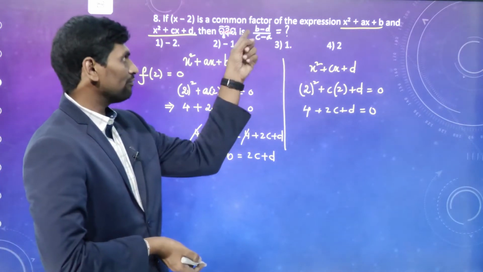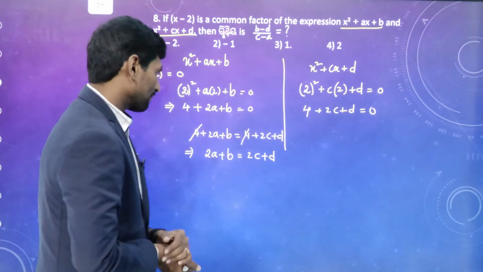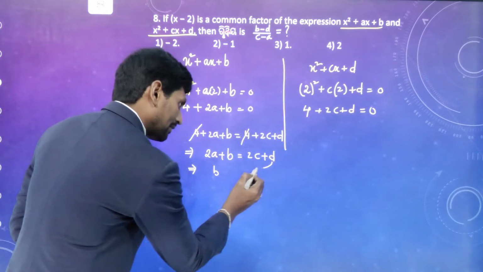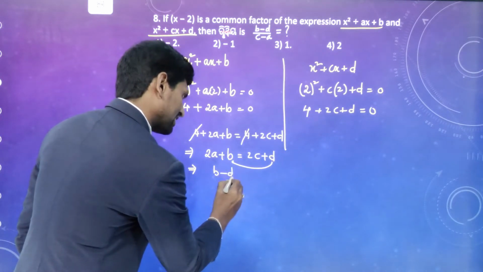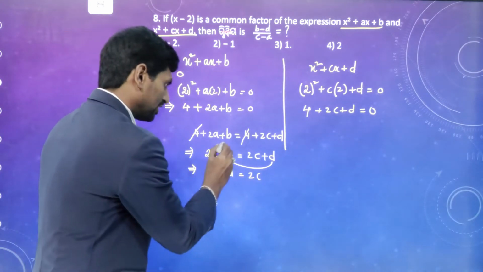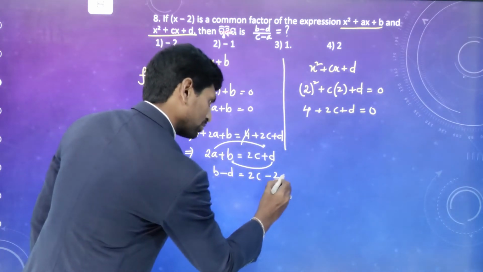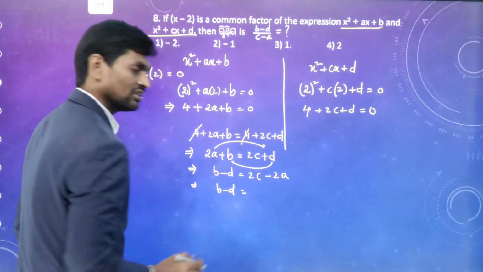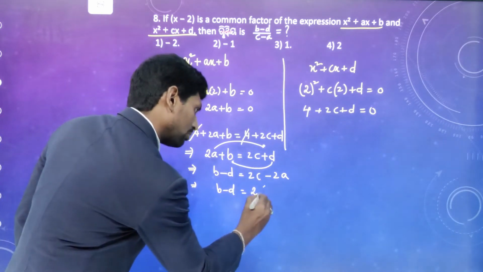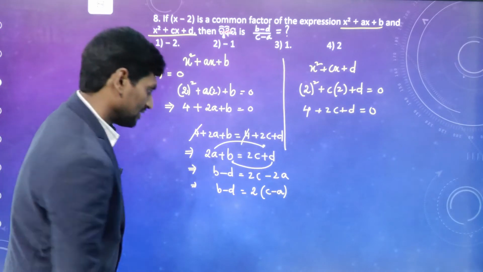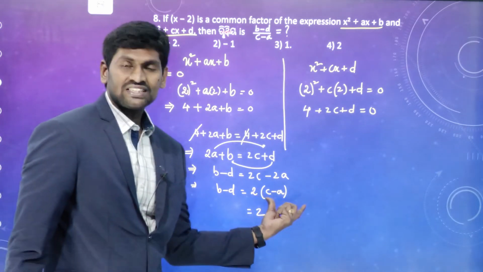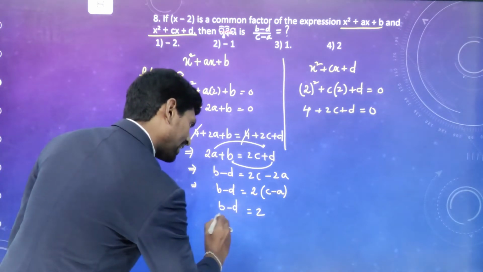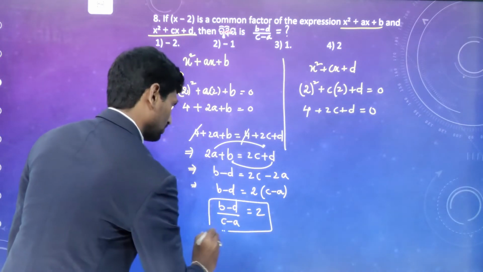And we need to find the value of b minus d by c minus a. Now I am bringing the d value to this side, that means b minus d equals 2c, and 2a transposed to that side becomes minus 2a. Okay. So b minus d equals 2 into c minus a, taking 2 as a common term. Now c minus a is multiplied by 2. When you transpose it again to this side, it is dividing. So b minus d by c minus a, the answer is 2.